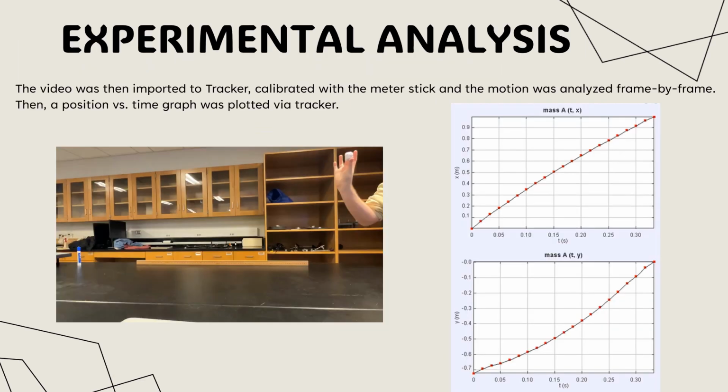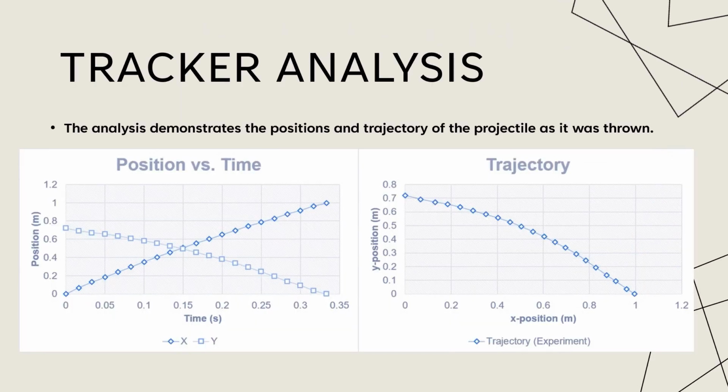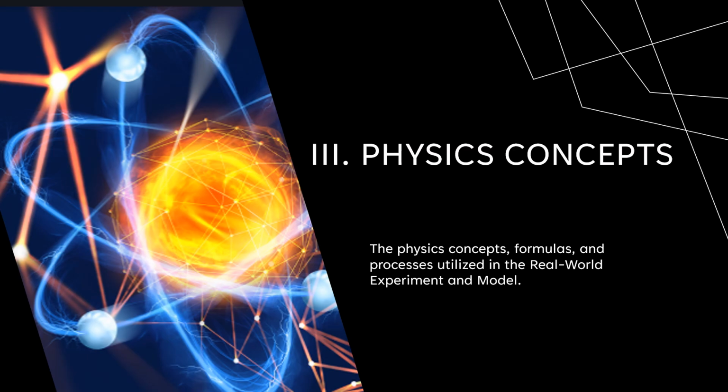The video was then imported to Tracker, calibrated with the meter stick, and the motion was analyzed frame by frame. Then a position versus time graph was plotted via Tracker. The analysis demonstrates the positions and the trajectory of the projectile as it was thrown. Next, we will be discussing the physics concepts, formulas, and processes utilized in the real-world experiment and model.